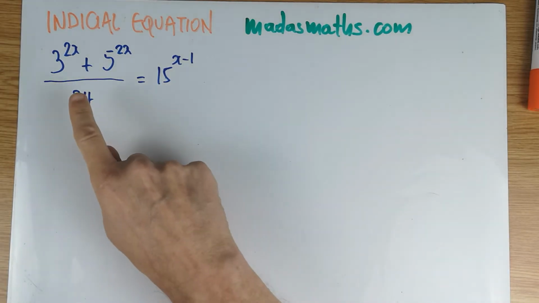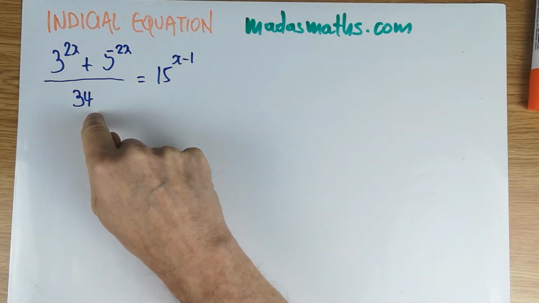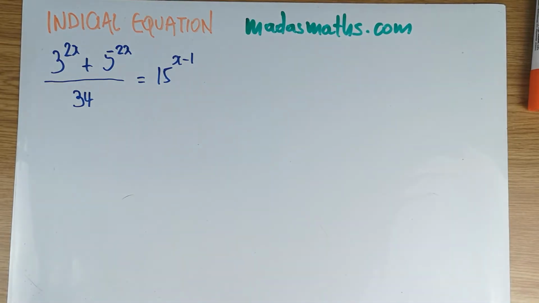Today's video is going to be an indicial equation, a little bit different than the normal stuff that you're likely to see. Okay, so 3 to the power of 2x plus 5 to the power of 2x, the whole thing over 34 is equal to 15 to the power of x minus 1. Okay, how do we solve something like that?